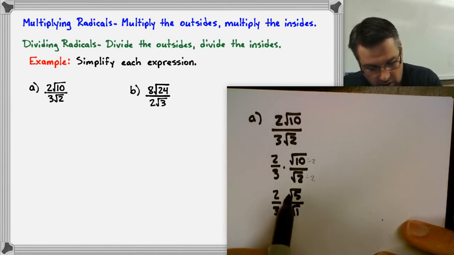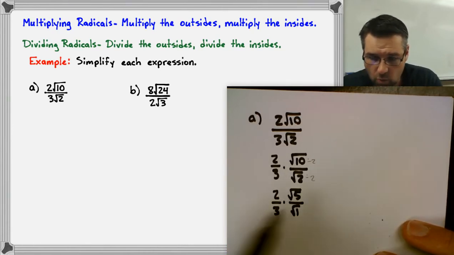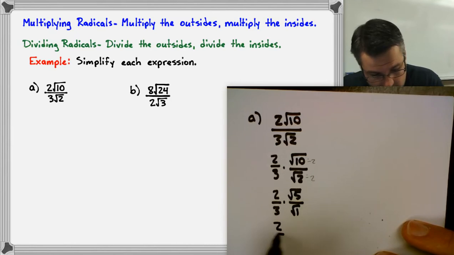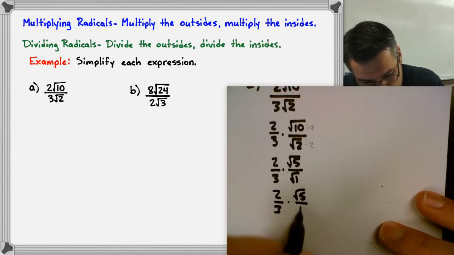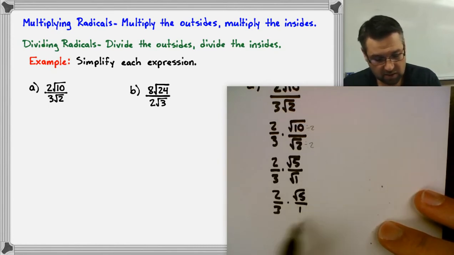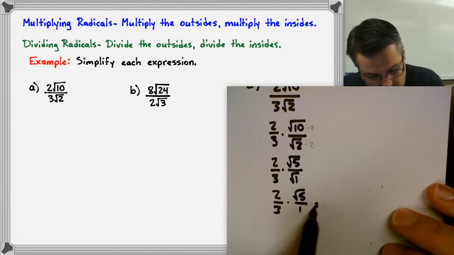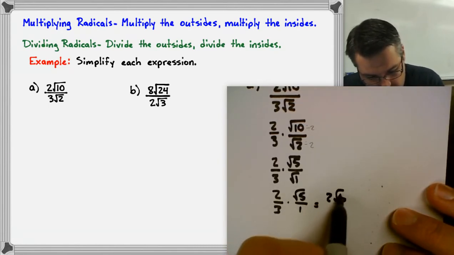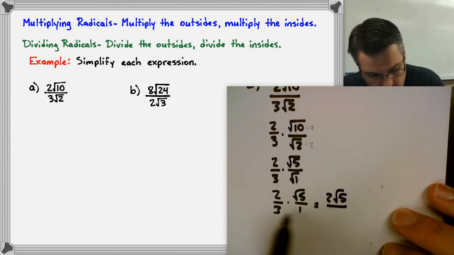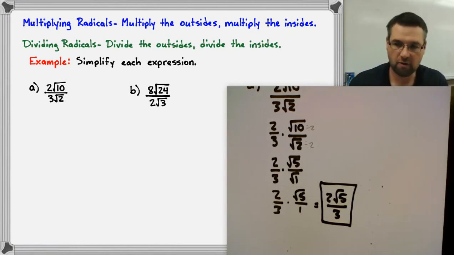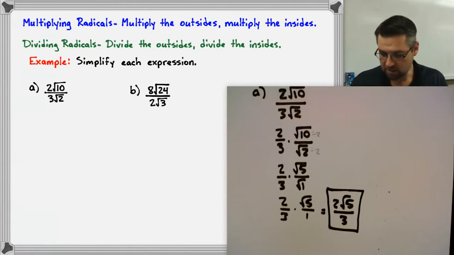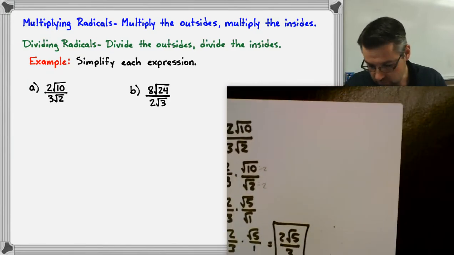Okay, so we've got the square root of 5 on top. What's the square root of 1? Well, the square root of 1 is just 1. So we can just write that as 1. And then we can simplify by saying we have 2 square root of 5 on top, multiply straight across, over 3 times 1 is 3. So we get 2 radical 5 over 3. Okay? All right, let's take a look at B now.